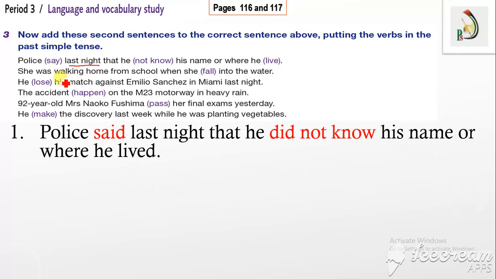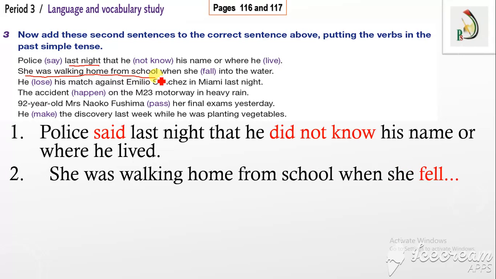The second one: she was walking home from school when she fell into the water. Here the time signal is this one. She was walking home from school. That is an action in the past. So she was walking home from school when she fell. Number 3, he lost his match. And what is the time signal? Last night. He lost his match.